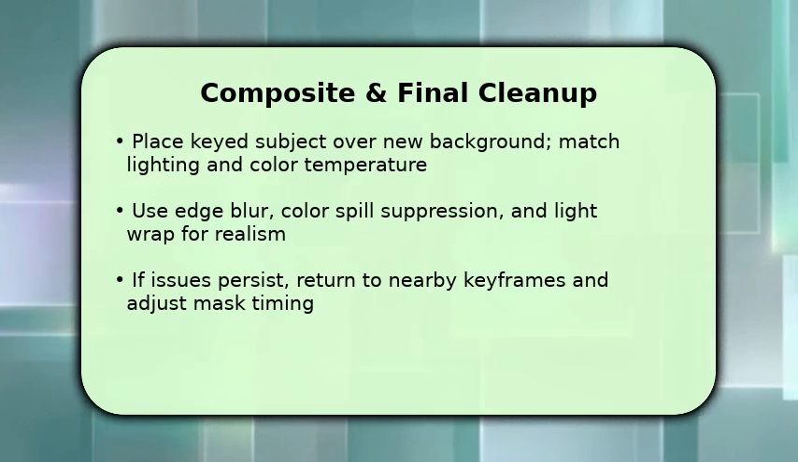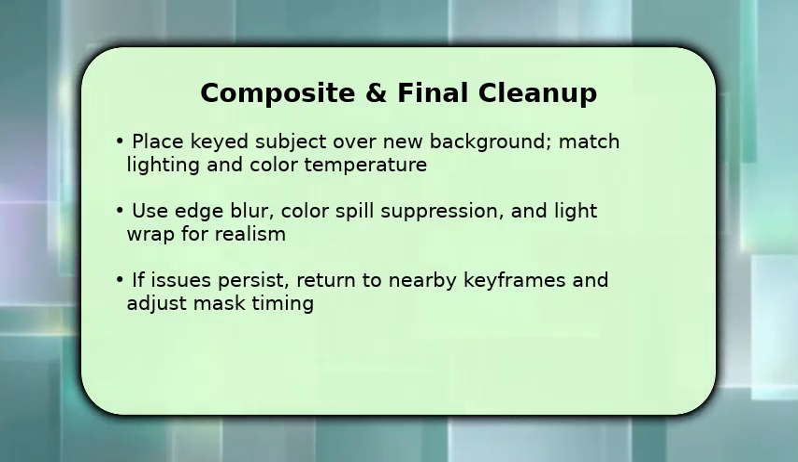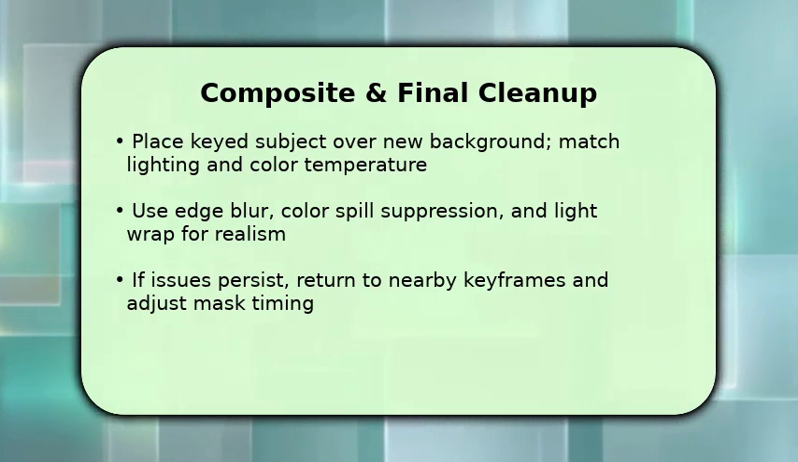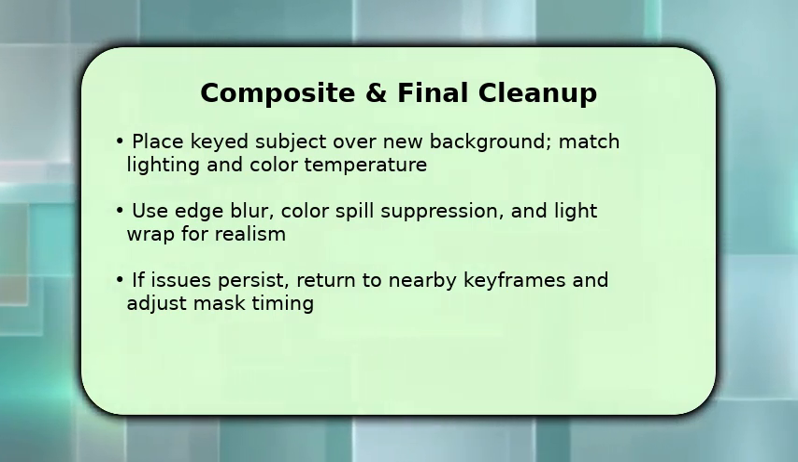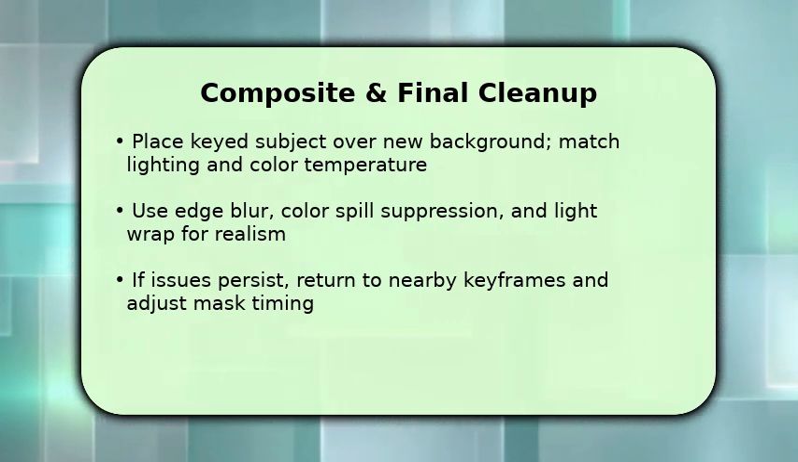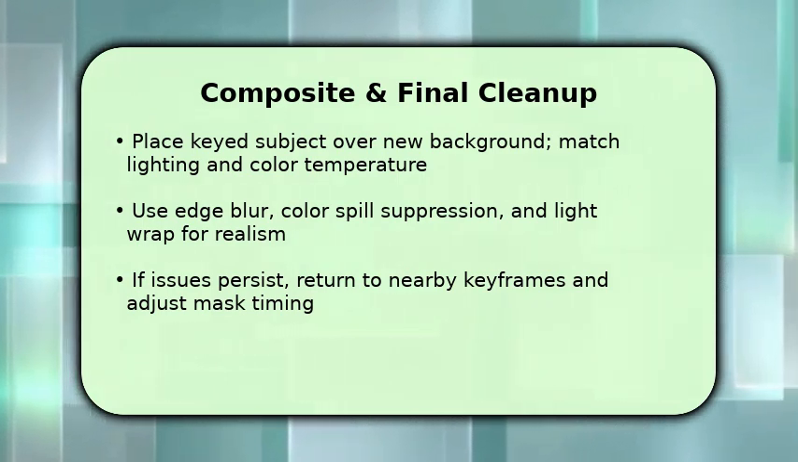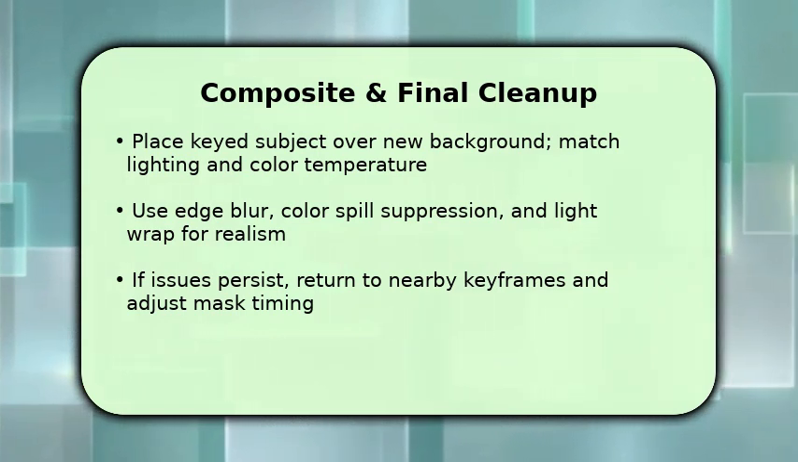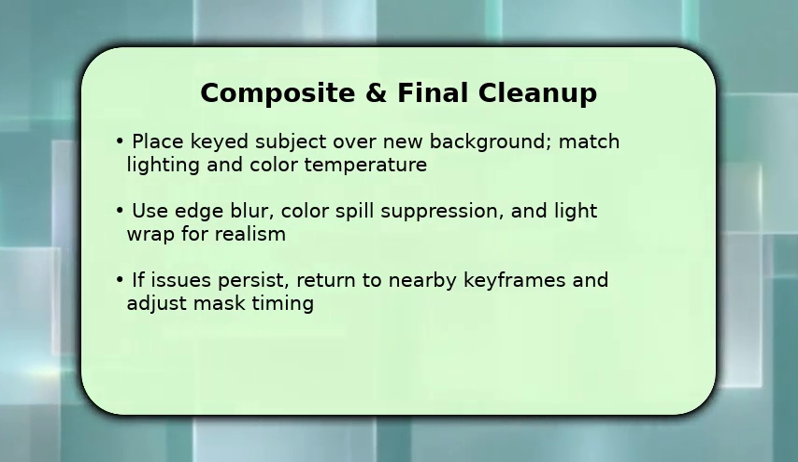You finish by compositing the masked subject onto the new background and explain the why. Matching light and color keeps the scene believable. Add a subtle light wrap and color spill suppression to blend edges and slightly blur the transition to mimic lens behavior. For persistent jitter or outlines, go back to adjacent keyframes and tweak mask timing or paint corrections.